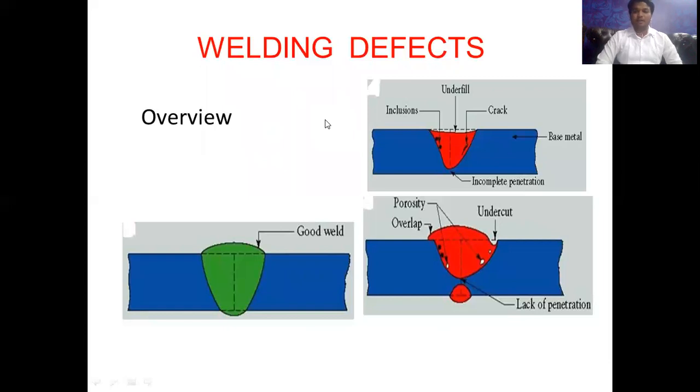Coming to another part of this presentation, we have the welding defects. So far we have observed the solidification of the weldments. What is the metallurgy behind the welding solidification we have seen. Now we will see the different weld defects.